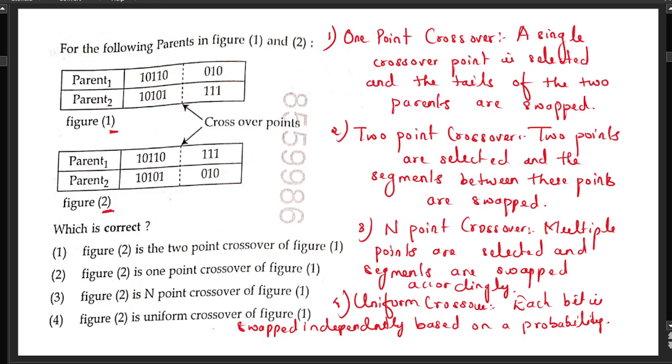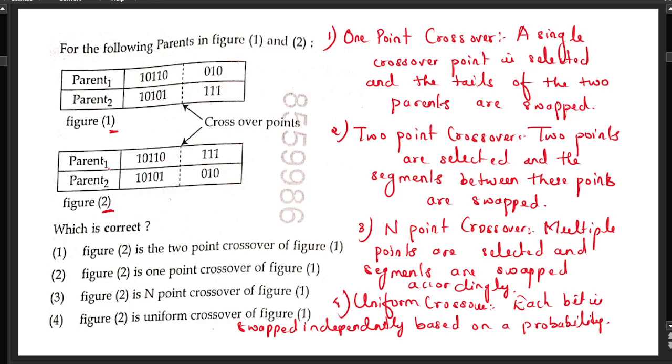Now if we talk about 1 point crossover, if we select a point after the third bit to get child 1, which is this 1 0 1 0 1 and 0 1 0, and child 2, which is 1 0 1 1 0. So this is for the 1 point crossover.